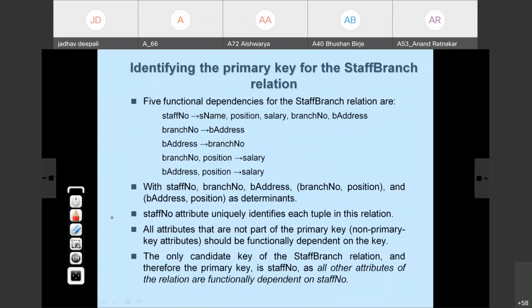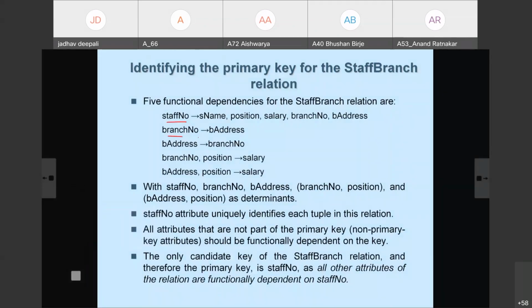Now our relation is the staff branch relation. In the staff branch relation, you can observe the determinants: staff number, branch address, and this one. If we calculate the attribute closure on the determinant side, then staff number uniquely identifies all the attributes of that relation. So with all these determinants, the staff number attribute uniquely identifies each tuple in the relation.